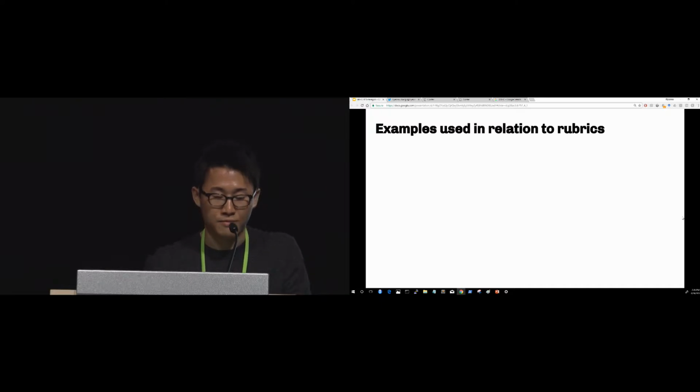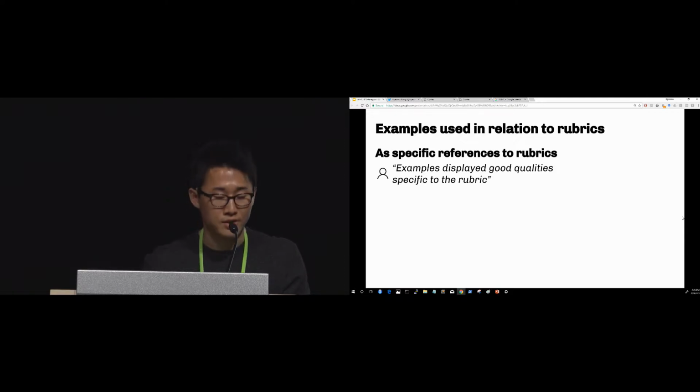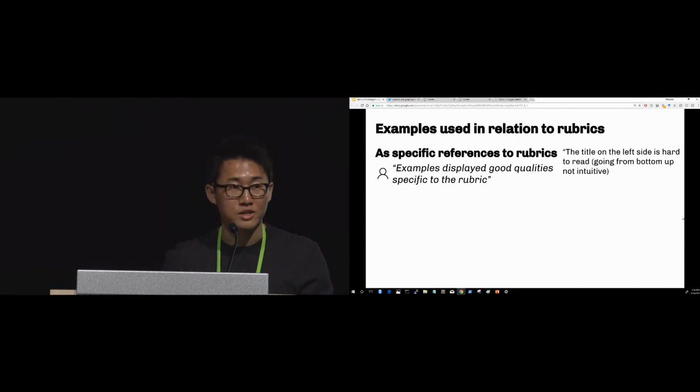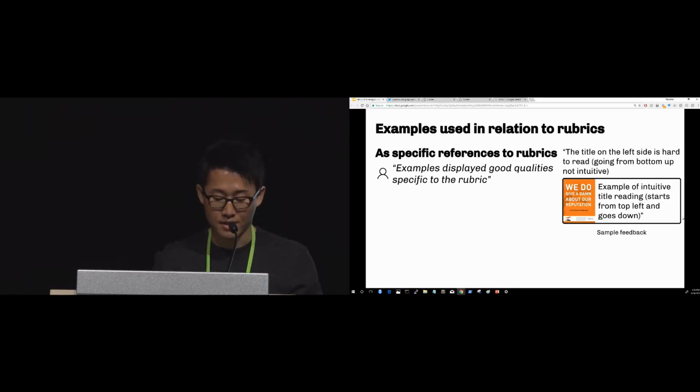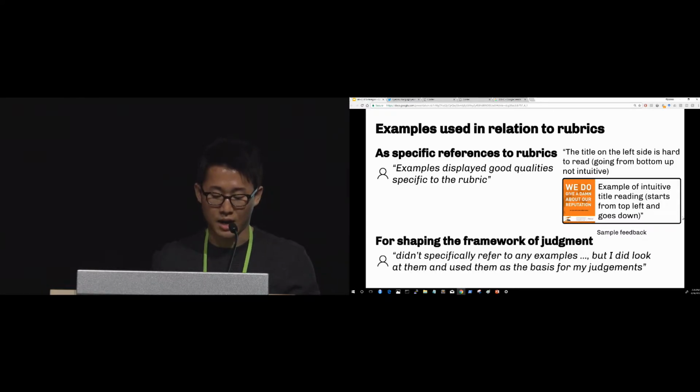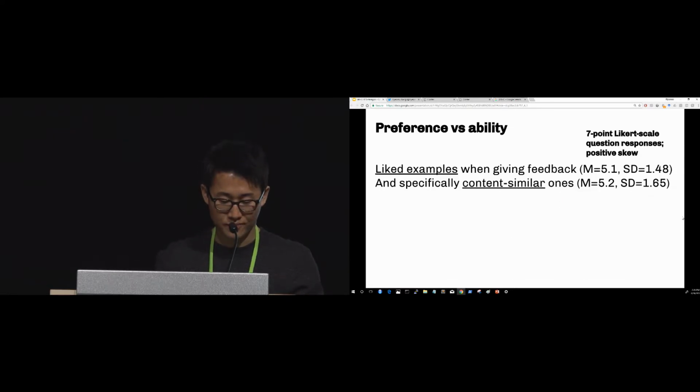Examples also interacted in 2 different ways with expert-created rubrics. First, participants used examples as references that support specific rubric items. Here on the right, a participant points out the difficulty of reading the title placed vertically from bottom to top in the target design and corroborates this using an example of what she thinks is a better design. And second, the examples interacted more subtly with rubrics. The practice of viewing and comparing examples with the target design in turn shaped the framework which they used to judge the quality of designs.